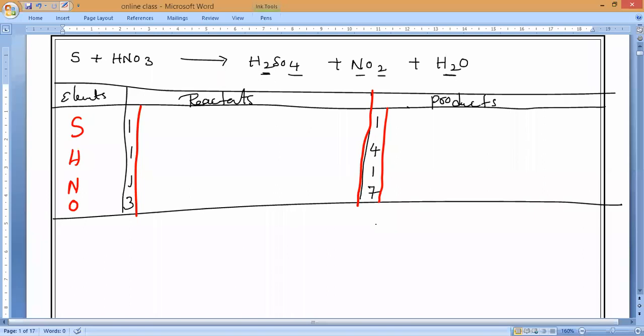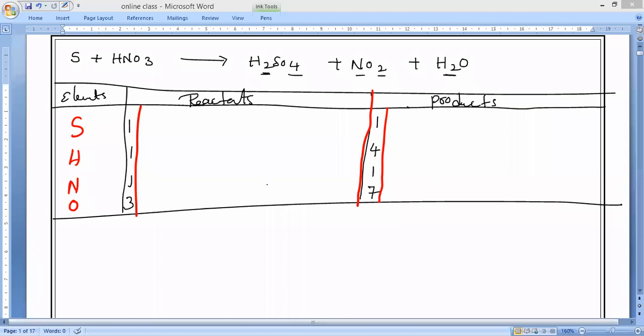Now, if you notice, sulfur is already balanced. As I already told you in the last class, when I try to balance some element, some other element will become imbalanced. That is the thing you have to remember. So we have to verify very carefully every time while balancing.